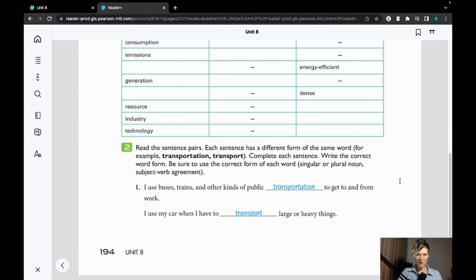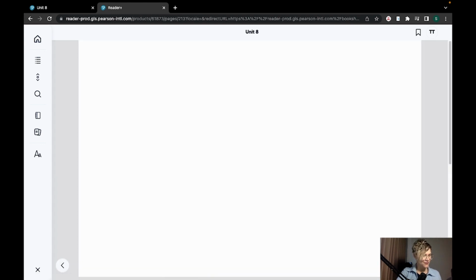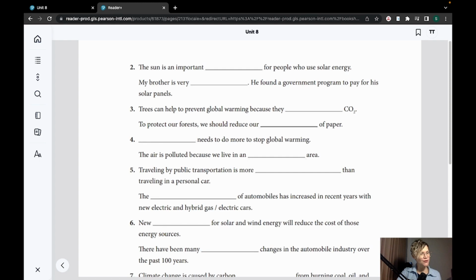Now we can see that number 1 is done for us. I use buses, trains, and other kinds of public transportation to get to and from work. Yeah, you see here buses, trains, and other kinds. It's all plural. I use my car, that is singular, when I have to transport large or heavy things. I'd like you to finish up numbers 2 until 9. You can pause your video to do that.